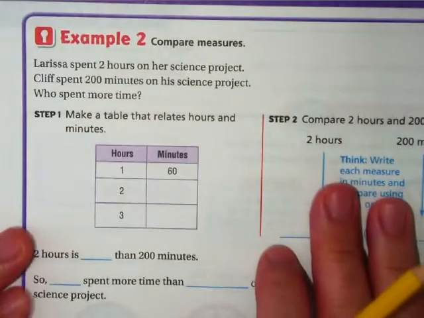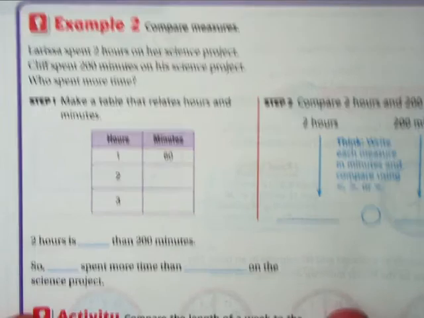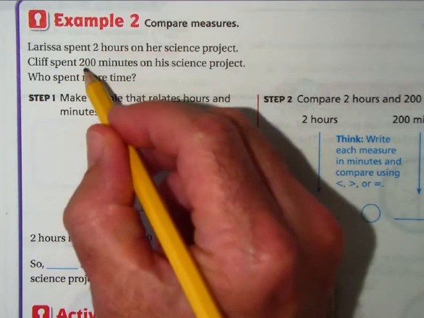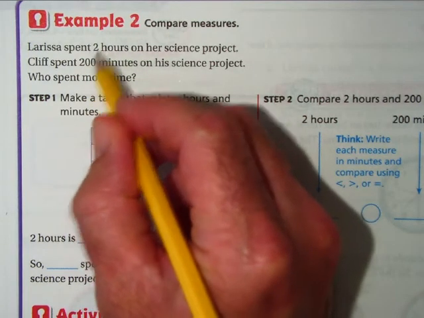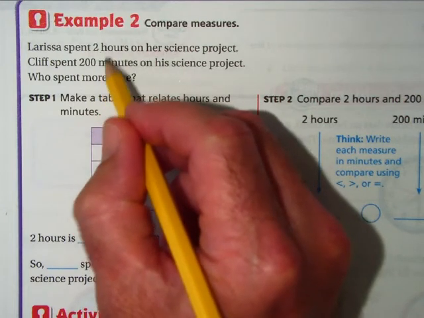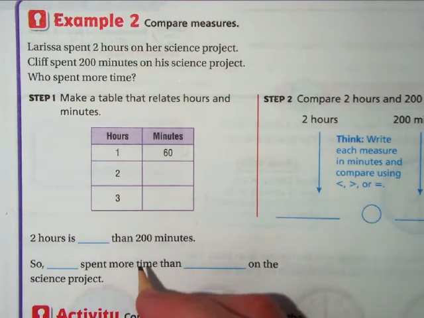This is example 2, and we're going to compare measures, and we're going to use a table to do it. So Larissa spent 2 hours on her science project. Cliff spent 200 minutes on his science project. Who spent more time? Okay, so we can't simply compare 200 to 2 because this is 2 hours and this is 200 minutes, and those are different units of measure. You can't compare the units of measure that easily. So who spent more time?